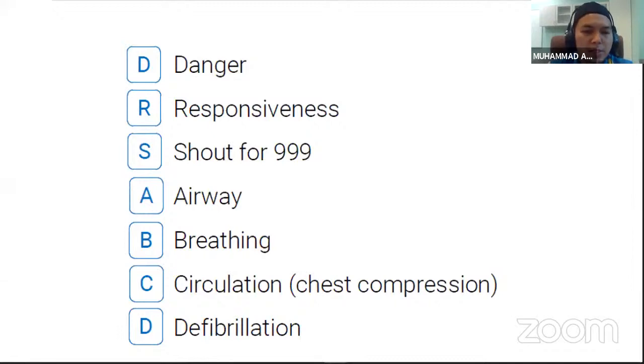First, check for danger for the patient and yourself. Then check for patient responsiveness. Don't just see the patient fall and immediately activate code blue without even checking responsiveness. Shake them, and actually they are breathing, they can talk, and it was all for nothing. Alright, so check for responsiveness. After that, S is for shout for help or shout for 999, or emergency trolley. Basically, shout for help.